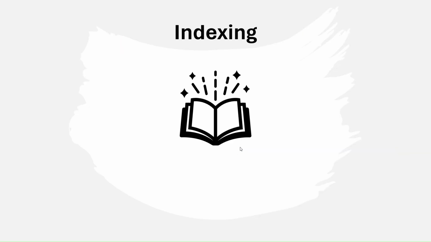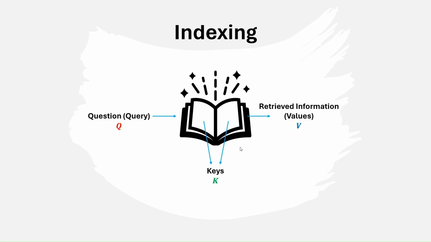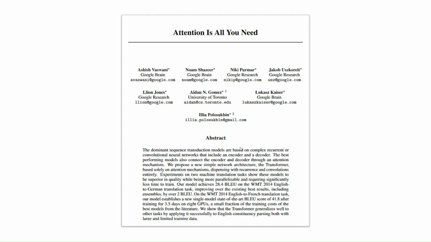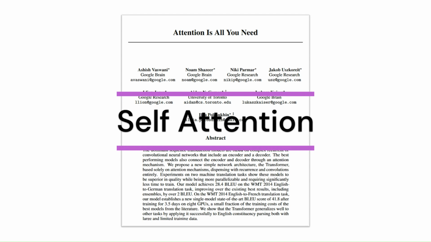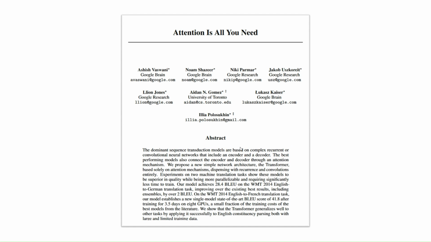To understand the attention mechanism, we first talk about a simple indexing task. Consider a book in which each page can be considered as a key. When you have a question or query, you need to find the most relevant pages or keys to find your answer. The retrieved information can be considered as a value, which can come from a combination of various pages or keys. In this paper, Attention is All You Need, which was published in 2017, the authors proposed the self-attention mechanism, which can be considered as an indexing task. As mentioned in this paper, using this mechanism, we can find the relationship of one word with other words in an input text.